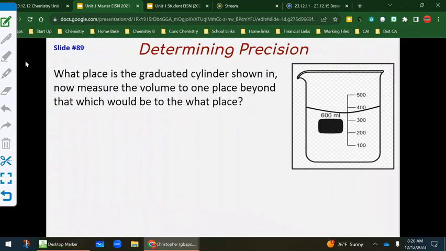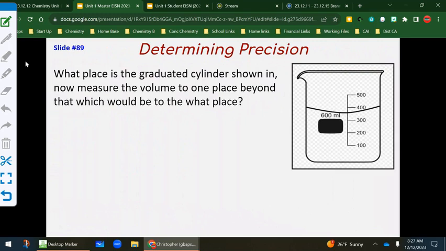All right. A beaker. Something we've commonly used in the lab before, right? What place is that beaker reading in? This beaker right here. Hundreds. 100, 200, 300, 400, 500. Now be careful. A lot of times beakers will have a mark in between here. So if there's a mark in between there, what would that represent? Halfway. What's halfway between 100 and 200?